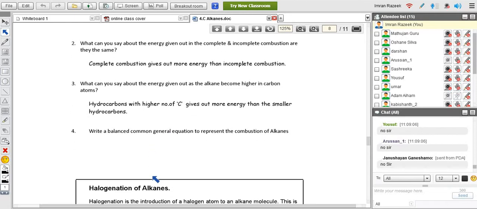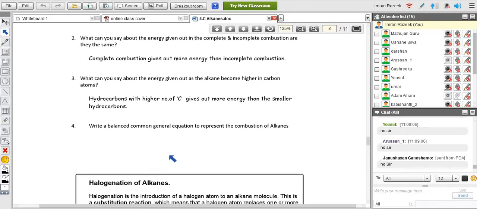And also the hydrocarbons which have more carbon atoms, meaning long chain hydrocarbons, release more energy compared to the short chain hydrocarbons, which have fewer carbon atoms. Right? That's why the heavy vehicles use long chain ones. Light vehicles use short chain hydrocarbons.